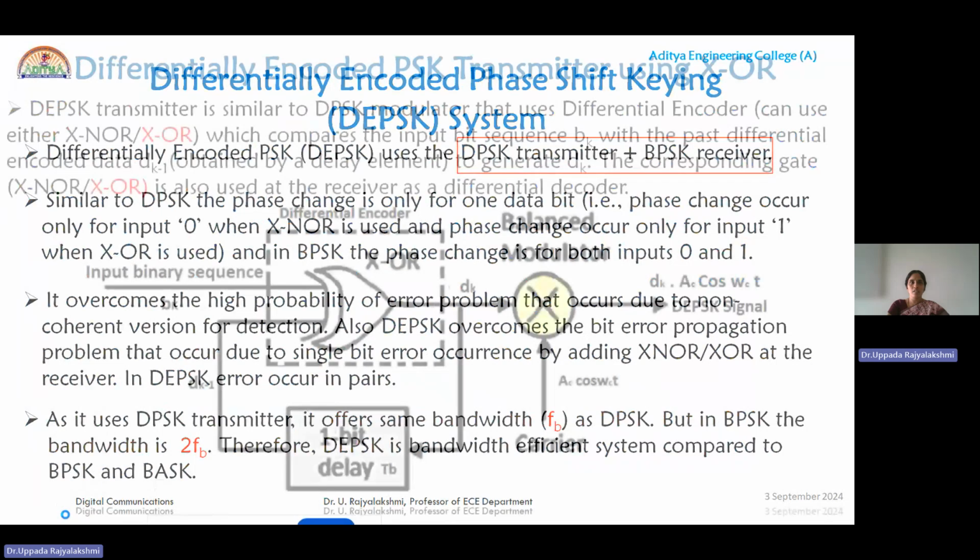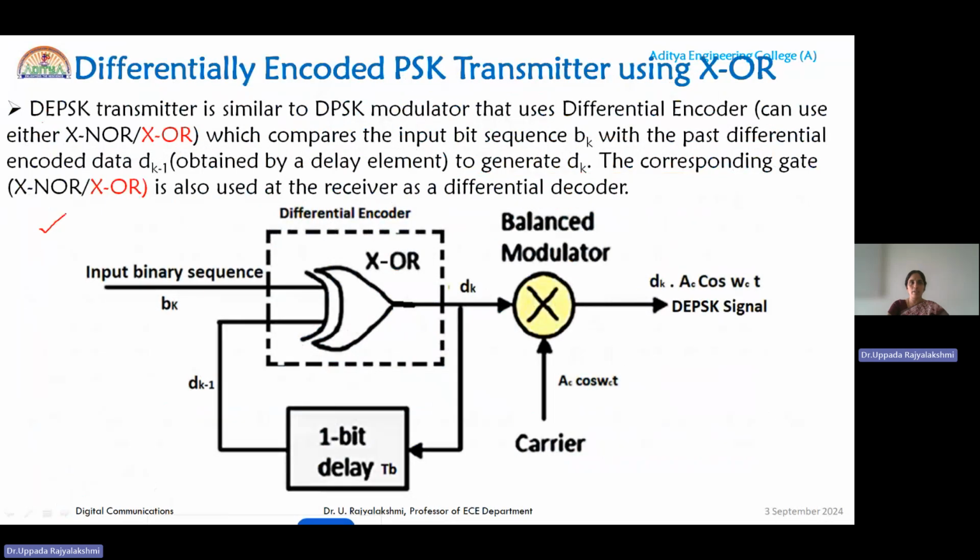And we already discussed that the modulator is the same as DPSK. Here we have taken the differential encoder, and an XOR gate is taken, which will compare the present binary bit with the past differentially encoded data bit, that is Dk-1. Then bk and Dk-1 are compared to produce the current differential data bit. Now that data sequence is multiplied with a carrier to produce the DEPSK signal, which is in the form of Dk A c cos omega c t.